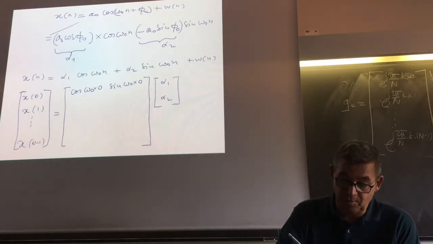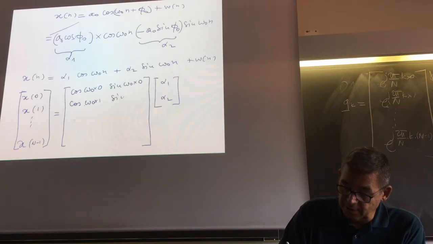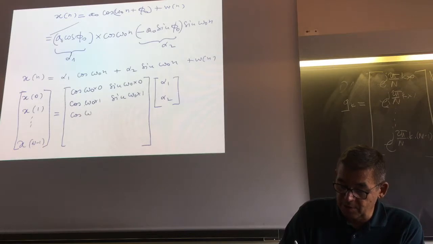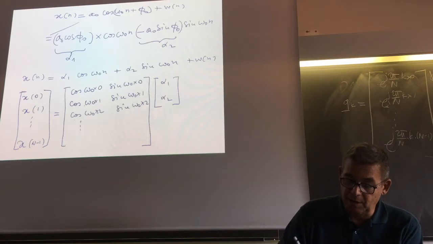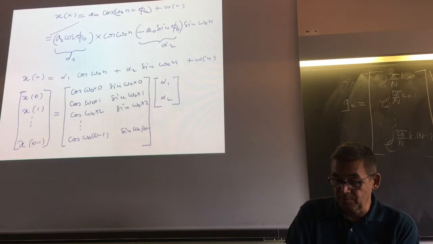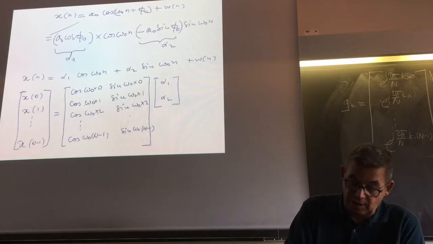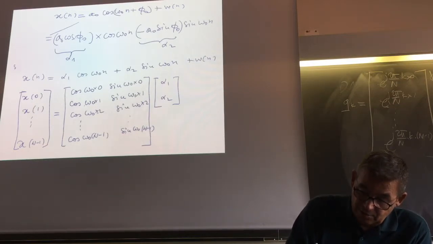So I can keep filling. Here I have cosine omega 0 times 1, and the second entry is sine omega 0 times 1. Then I have cosine omega 0 times 2, sine omega 0 times 2, and so on, until I get to the last row, which is cosine omega 0 times n minus 1, and sine omega 0 times n minus 1. So everything that is written on the first line is a scalar version.